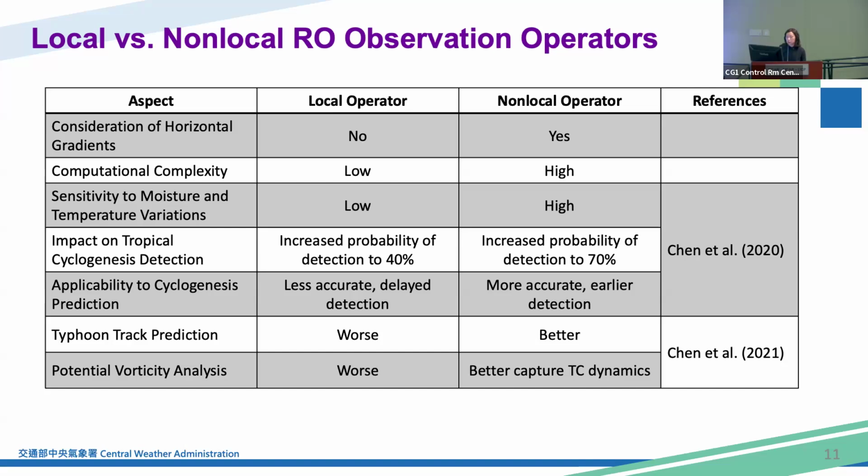But previous studies show that with the non-local operator, there is an increased probability of detecting cyclogenesis, and it can show more accurate and earlier detection of cyclogenesis. Also, with the non-local operator, it can make a better typhoon track forecast and better capture TC dynamics. So with these advantages shown in previous studies, we want to try this non-local operator in our system.